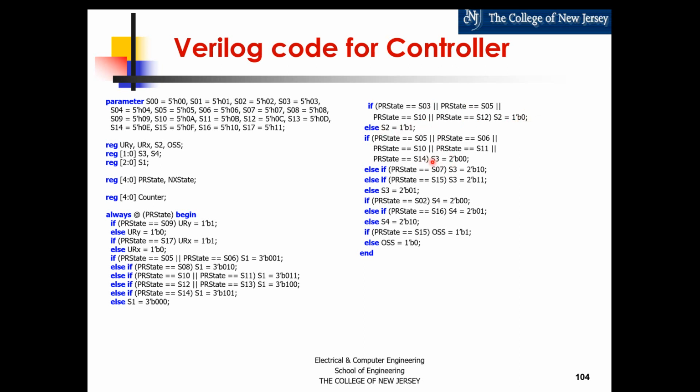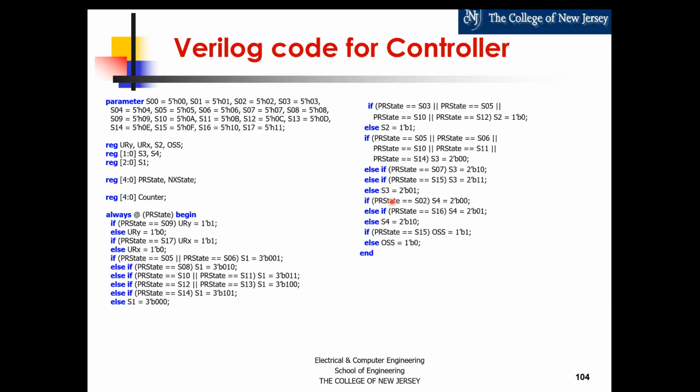For S3, state 5, 6, 10, 11, and 14 is 0. For state 7 is 2. For state 15 is 3. Otherwise, it's 1. That's from looking at my state sequence.